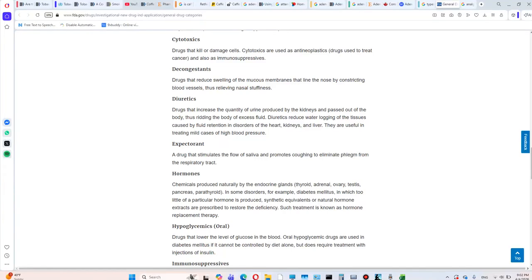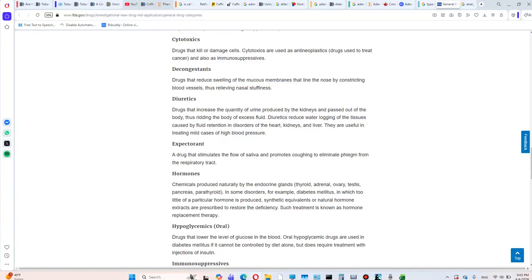Diuretics, drugs that increase the quantity of urine produced by the kidneys and passed out of the body, thus ridding the body of excessive fluid. Diuretics reduce water logging of the tissues caused by fluid retention in disorders of the heart, kidneys, and liver. They are useful in treating mild cases of high blood pressure.